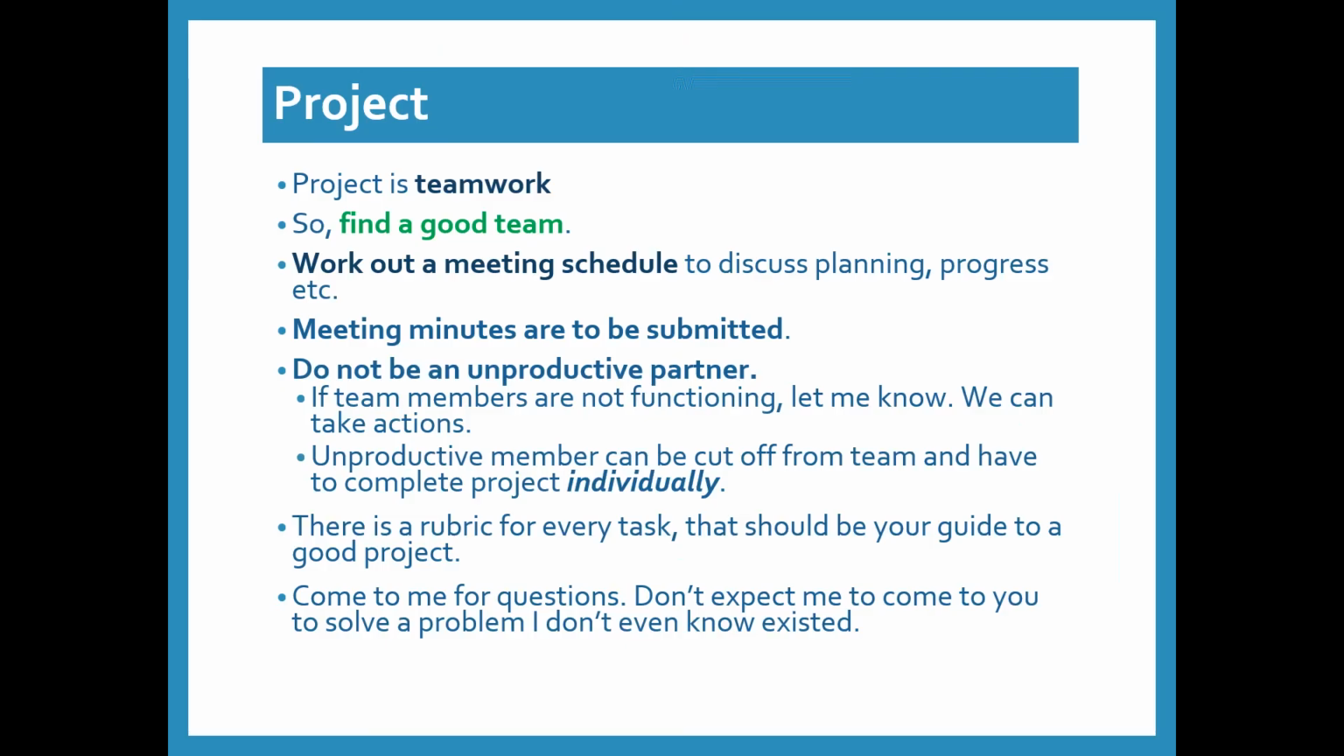Okay? So we don't put the rotten tomatoes with other tomatoes because it will make the other tomatoes rotten. So they have to do it individually. There is a rubric for every task. That should be your guide. It tells you what we are expecting for task 1, task 2, and where the marks are going to be. You need to look at that to guide your work. Some students don't, and then they are surprised when their marks are low.